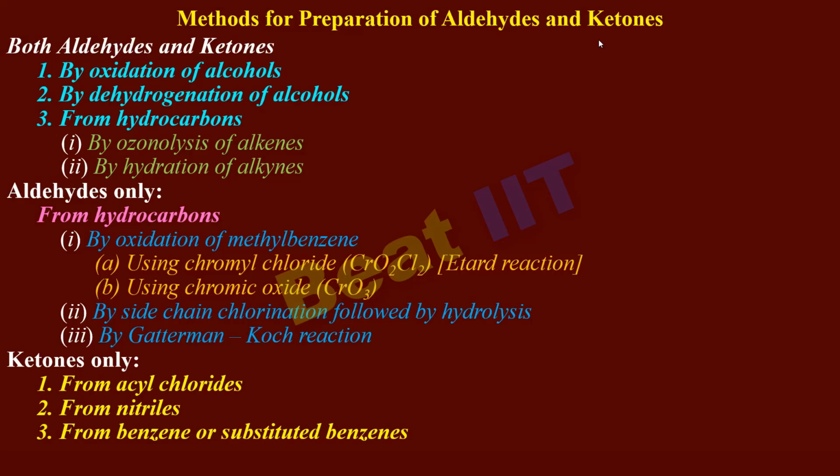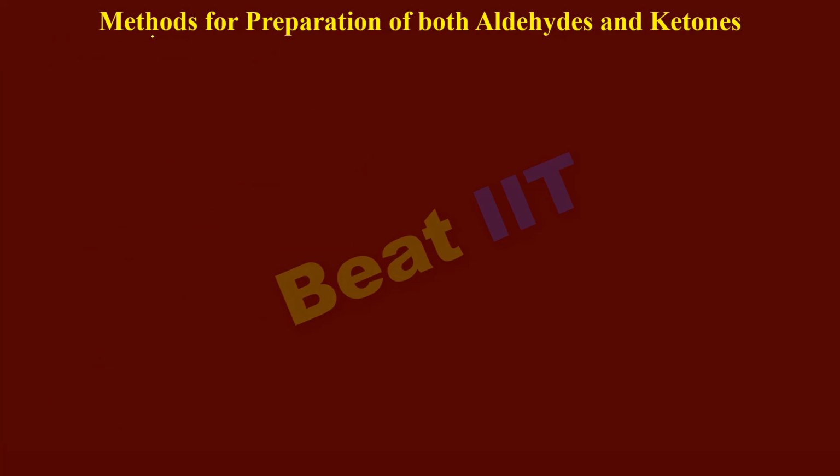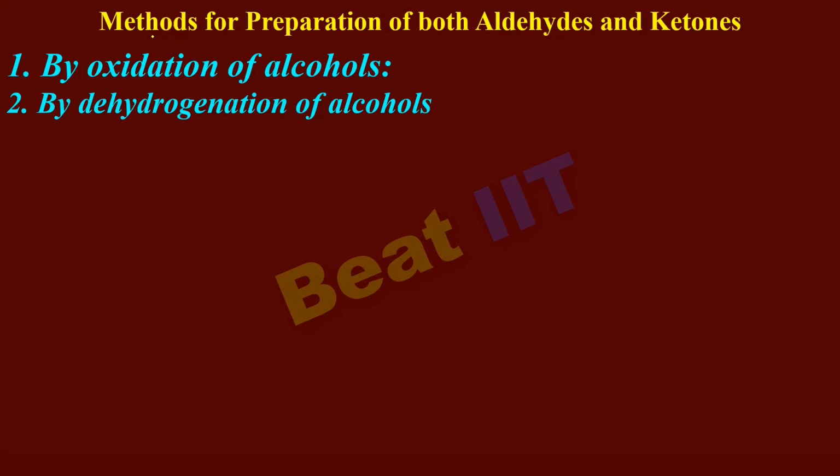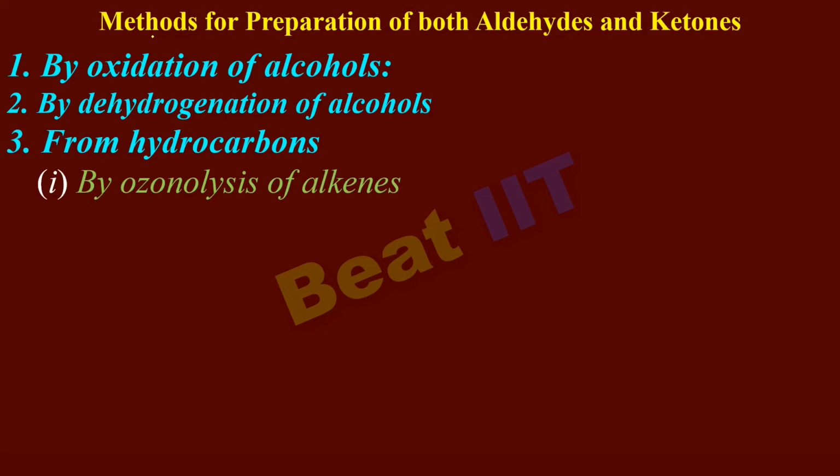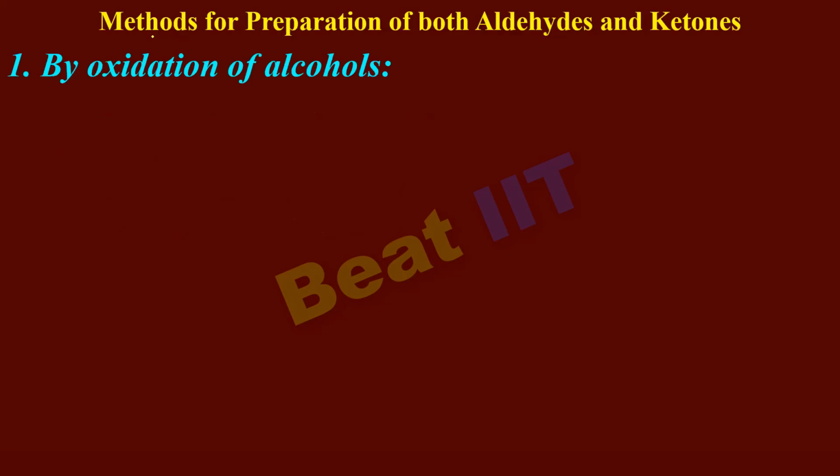Now the first category, both aldehydes and ketones. Here we have subcategorization: by oxidation of alcohols, by dehydrogenation of alcohols, and from hydrocarbons. Within hydrocarbons, if you remember, we talked about two subcategories: by ozonolysis of alkenes and by hydration of alkynes. First one, by oxidation of alcohols.